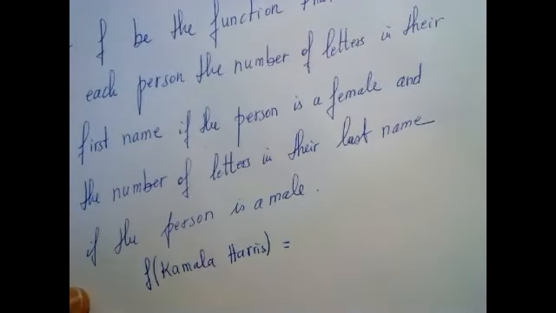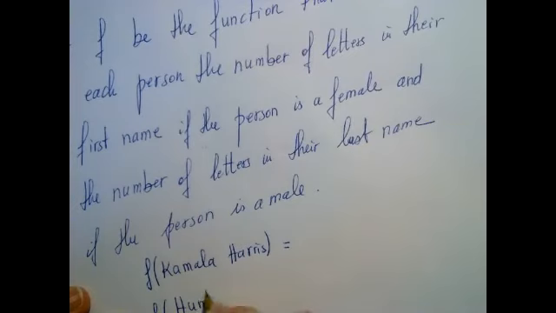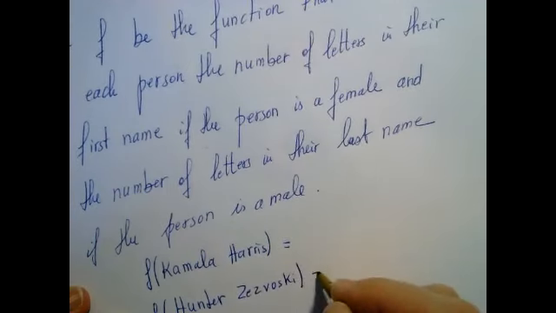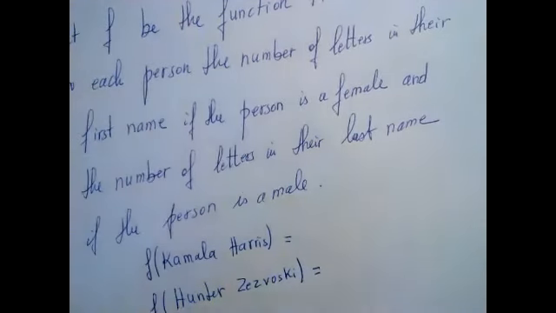And then I'm going to take another one. I'm going to pick one student in this class. So I'm going to pick, for example, let me see a name which is easy to write. Hunter, that's easy to write. Hunter Desvosky, that's hard. All right, what's f of Kamala Harris, according to my scenario?